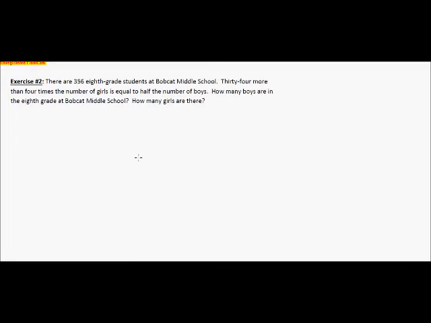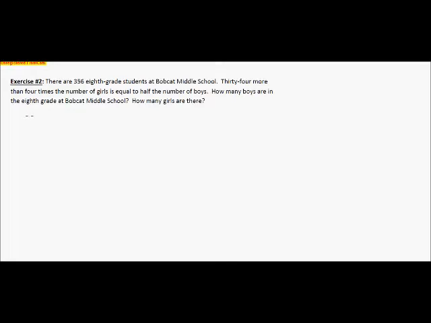Alright, here's exercise 2, and this one is a little different. We're talking about number of boys and number of girls at Bobcat Middle School. It says there are 356 8th grade students at Bobcat Middle School. 34 more than 4 times the number of girls is equal to half the number of boys. They want to know how many boys and how many girls are there. Okay, so this is a classic mathematical problem that you can work out using elimination method. All right, so let's give this a shot.